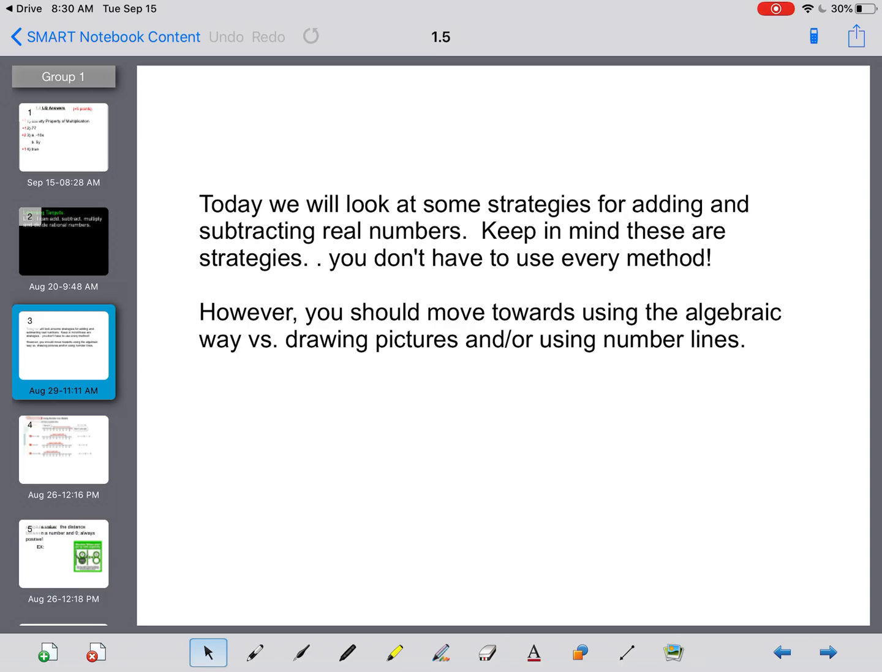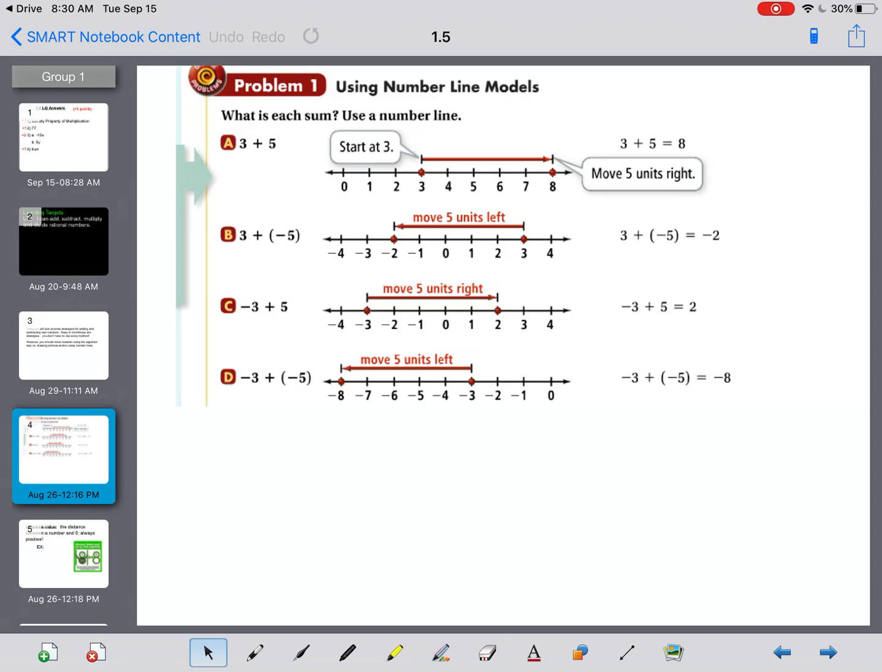They're just strategies. You don't have to use every method that I tell you, but you should start moving towards doing this algebraically instead of drawing pictures or using number lines, even though that's always an option if you need the help.